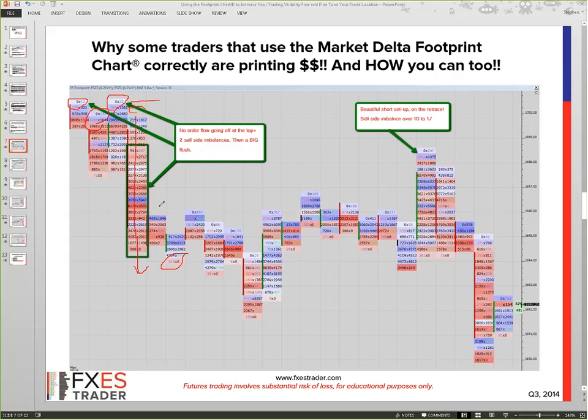But also, one cool thing I love about the footprint chart is you're in many cases also looking for incomplete auctions. Anytime you have a 0 by something or a something by 0 at the top or bottom of those bars, let's say we retrace 5 ticks and we start reprinting a new bar, that's an incomplete auction, guys. Okay, that can act as a magnet.